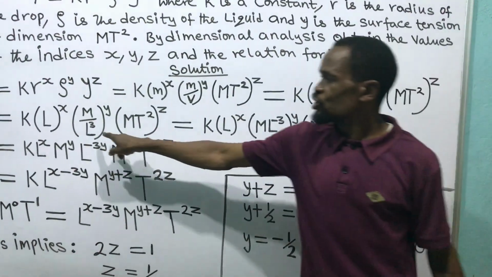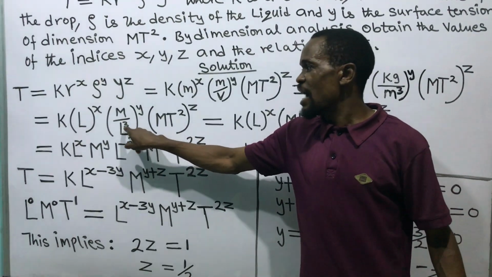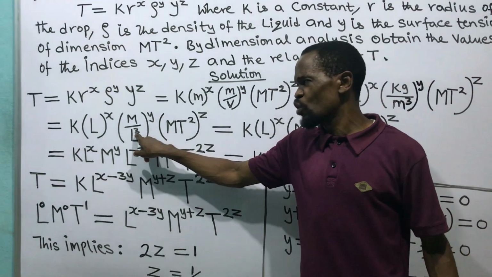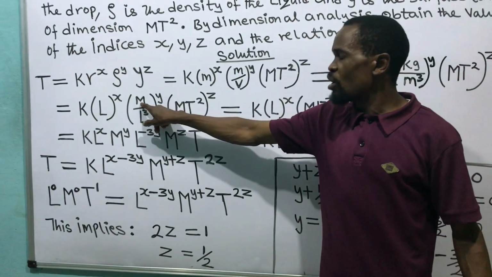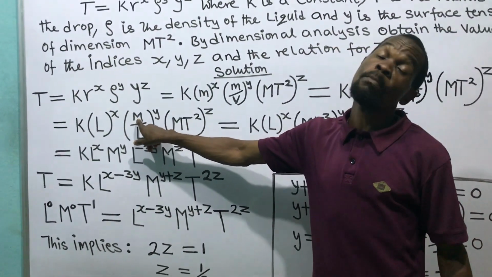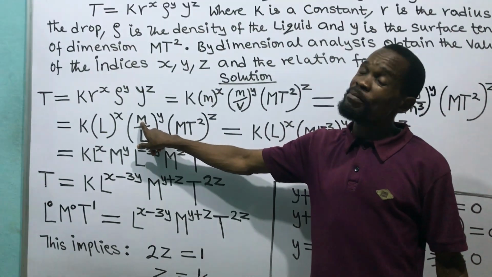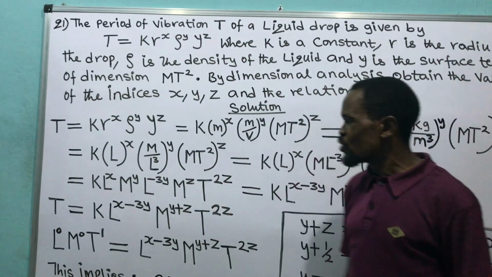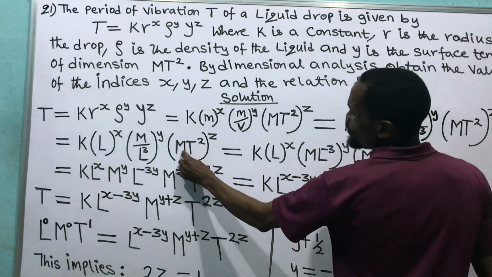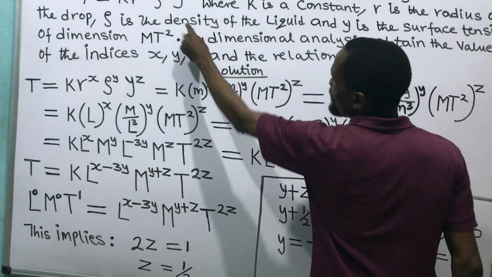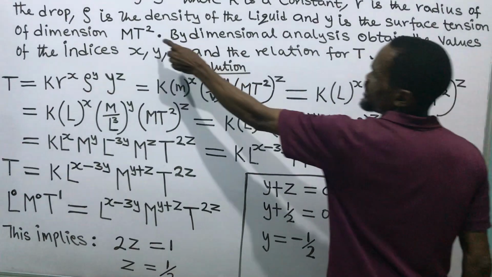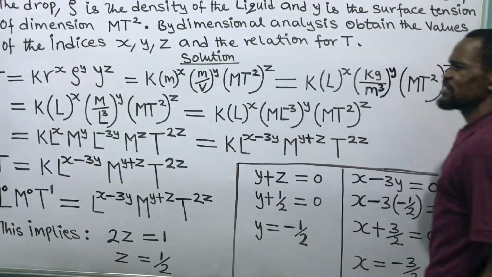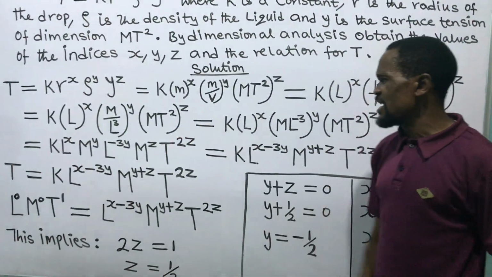Cube. And that's what you see here. Capital L for meter, and raised to power what? 3, which is what? Cube. And this one becomes what? The dimension for mass, which is what? Kilogram. And the dimension of kilogram is capital M. Then MT^-2 is the dimension of surface tension, which is already given to us, and can be raised to power z.